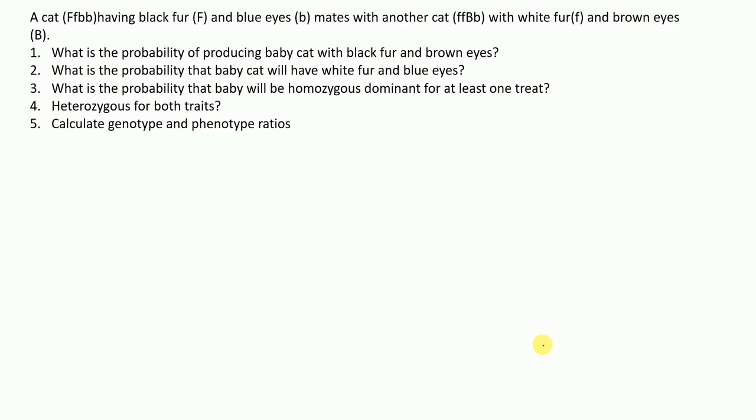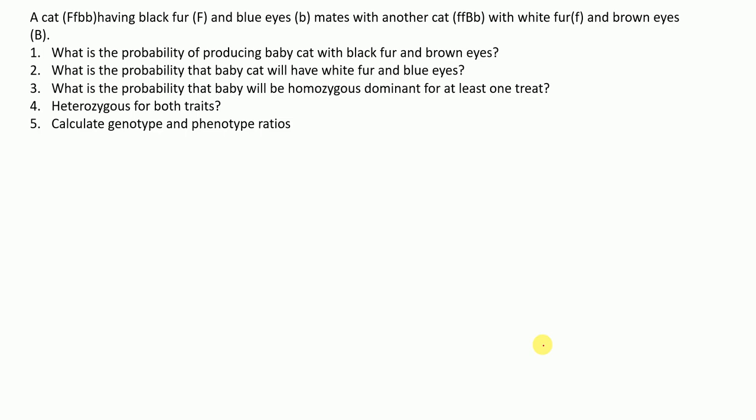So now moving to the next question. A cat FFBB having black fur and blue eyes meets with another cat FFBB with white fur and brown eyes. What is the probability of producing baby cat with black fur and brown eyes? This is question number 1, and there are 4 other questions which we will solve one by one.